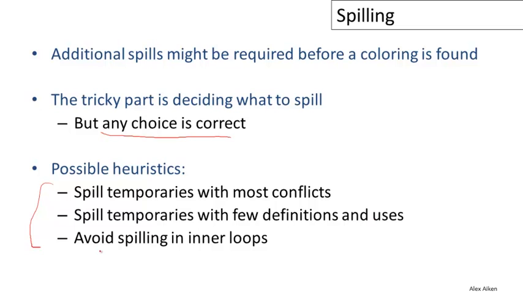And another one, and this is actually one that I think all the compilers implement, is to avoid spilling in inner loops. So if you have a choice between spilling a variable that's used within the innermost loop of the program and one that's used someplace else, you'd probably prefer to spill the one that's not used in the innermost loop, because again, that will result in fewer loads and stores. You really want to avoid adding additional instructions to your inner loop.